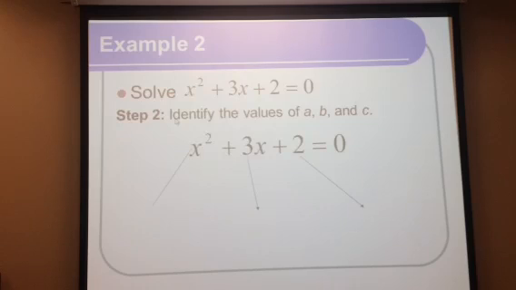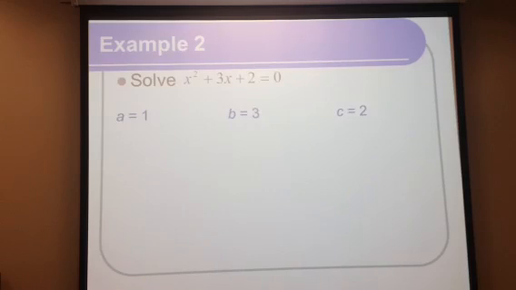So a is going to be... Hey, that's great. Isn't it though? A is going to be 1, b is going to be 3, and c is going to be 2. We can now move to step 3, and we're going to replace the letters in the quadratic formula with their corresponding values and simplify. We just saw from the previous slide that a is 1, b is 3, c is 2.